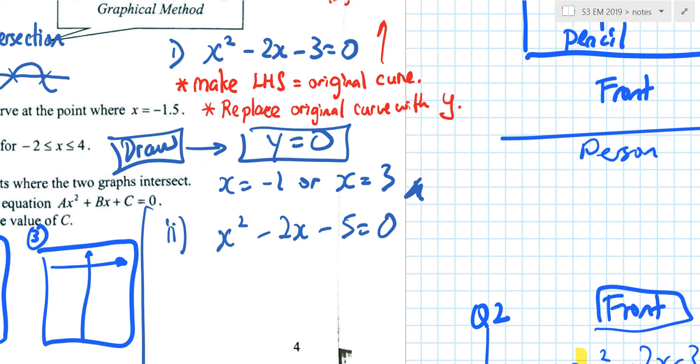Minus 2x, same. Minus 3? No. So I must do something on both sides. Plus 2. Can you press calculator? Minus 5 plus 2, do you get minus 3? So plus 2 this side, plus 2 this side. So I do the same thing on both sides. Do you agree if I plus 2 it is the same?